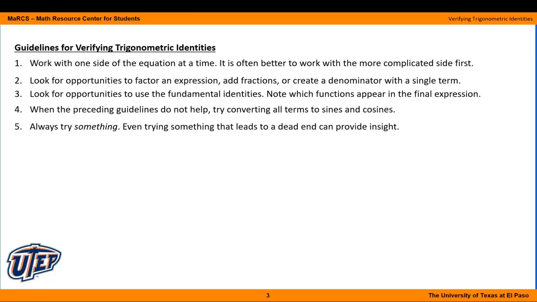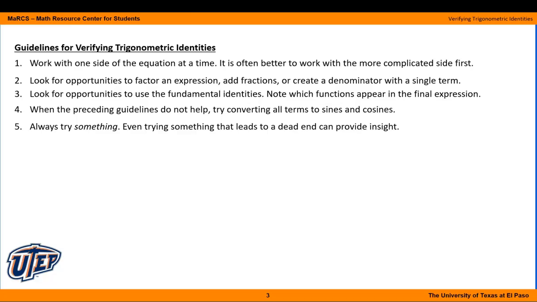There is no single recipe that always works for every identity. However, there are several useful guidelines. First, work with only one side of the equation at a time. In most cases, it is best to start with the more complicated side. Second, look for opportunities to factor expressions, combine fractions, or simplify denominators. Third, look for places where you can apply the fundamental trigonometric identities. Often, one identity can transform an expression into something much simpler.